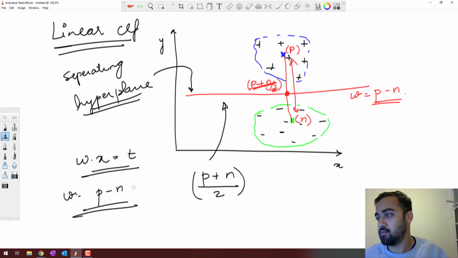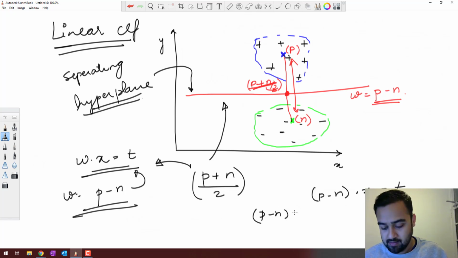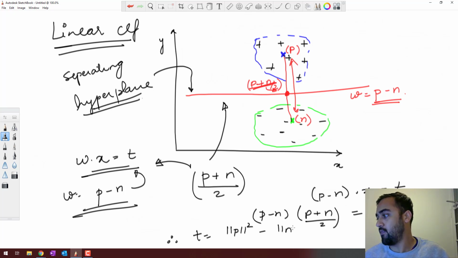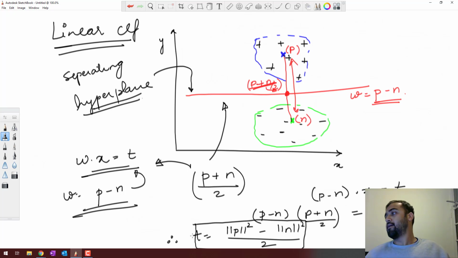So placing the value of W and replacing the value of X, we get (P minus N) into X is equal to T. (P minus N) multiplied by (P plus N) by 2 is equal to T. Therefore, our T results in, right.